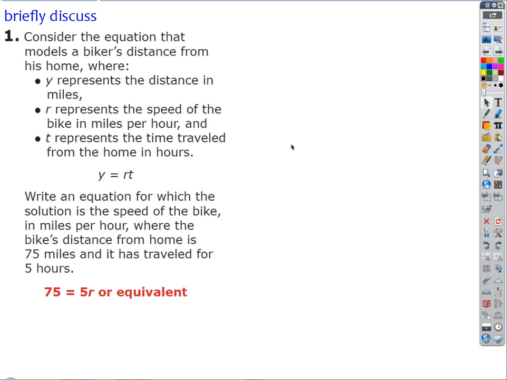You guys know this stuff well. Every time this comes up, you've had no problem with it. So where you're just trying to take something like, if y represents distance, r represents speed, t represents time, it's just distance equals rate times time, right? Is all you're doing. And so they want you to write an equation where you're just plugging in values. So they're giving you that. And you're just plugging in values for distance of 75 and time for 5 hours. That's it. I mean, you're just evaluating an expression.